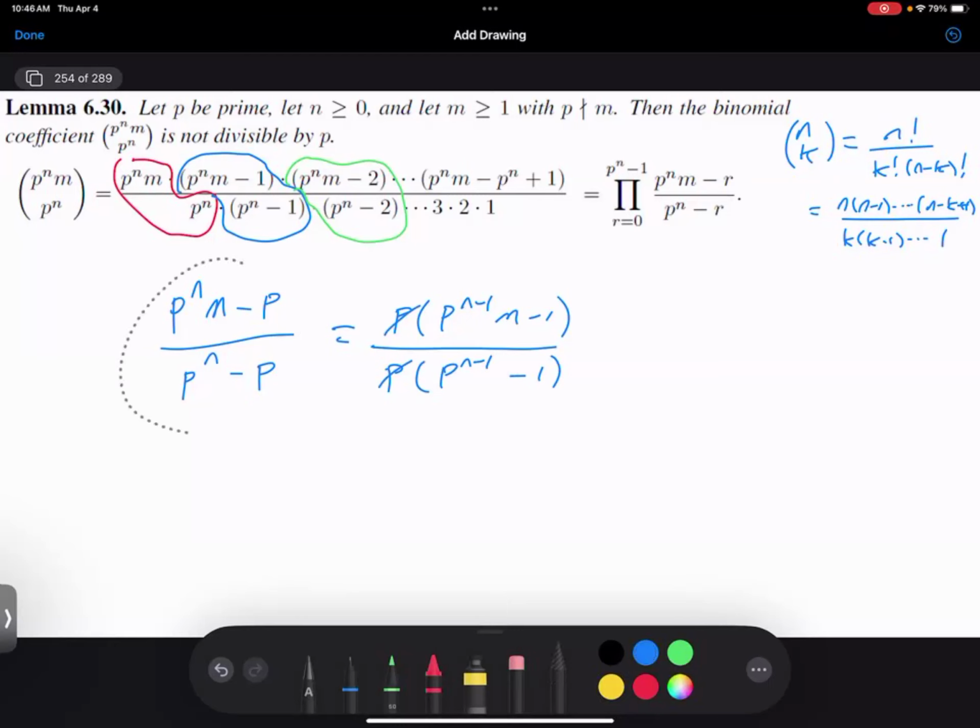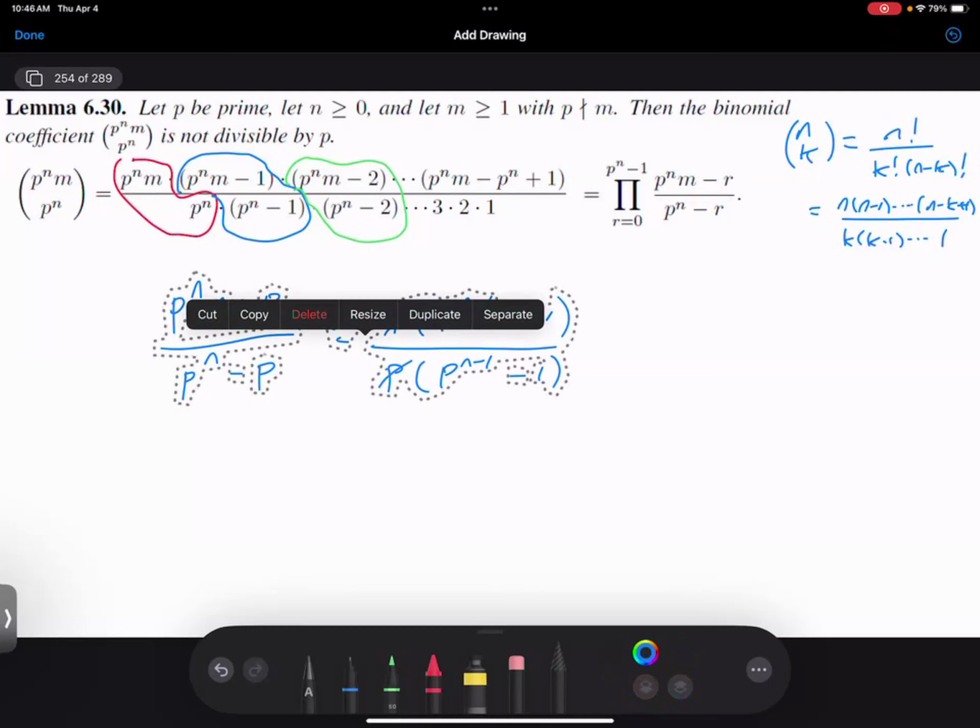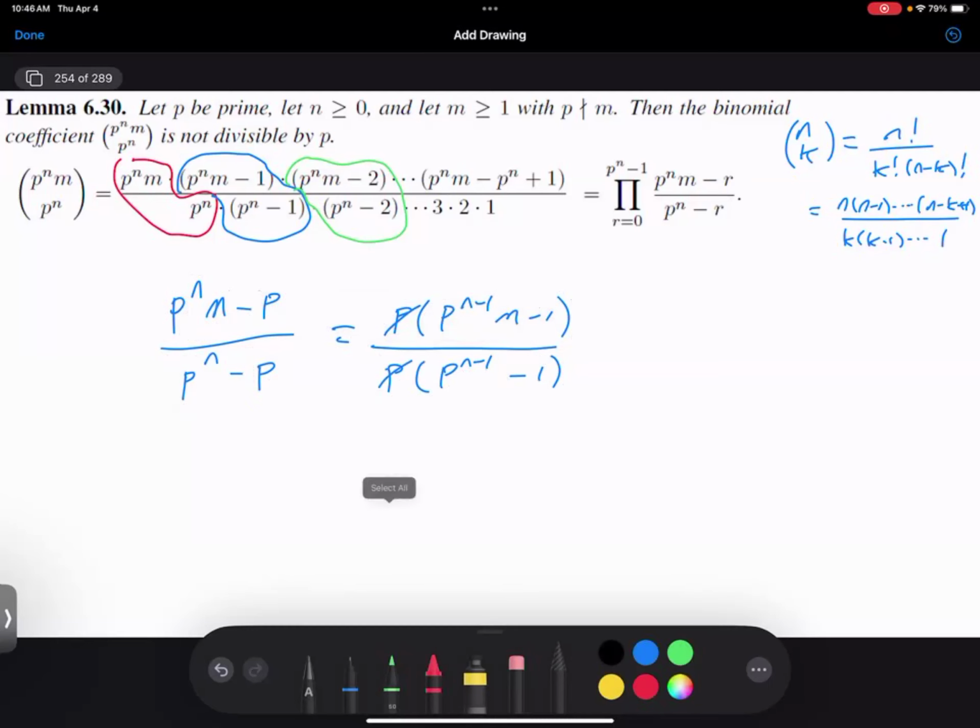Let's see if for once I can actually copy something. No, but let me highlight it, but then let me paste. All right, never mind. Someday it'll work.